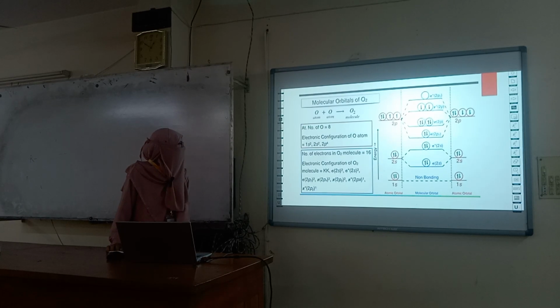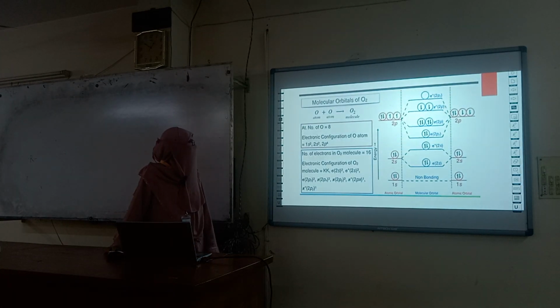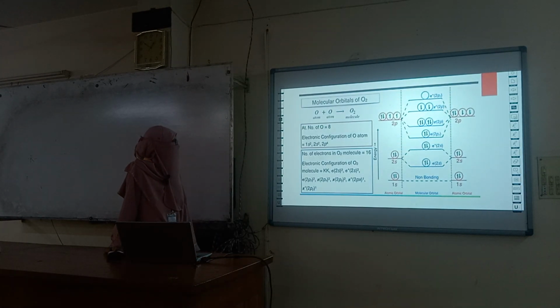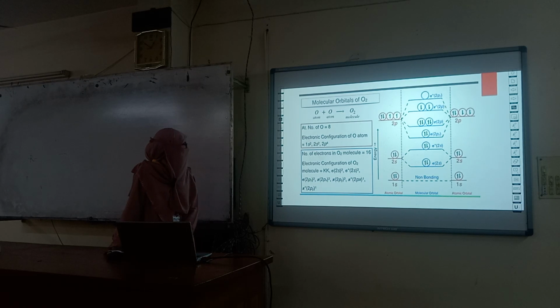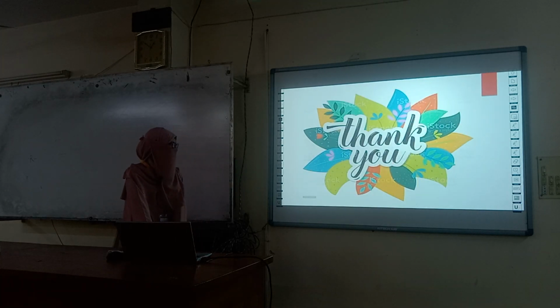The number of electrons in an oxygen molecule is 16. These electrons fill up from lower energy level to higher. Thus, the electronic configuration of the oxygen molecule is sigma 2s2, sigma star 2s2, sigma 2pz2, pi 2px2, pi 2py2, pi star 2px1, pi star 2py1. Thank you.